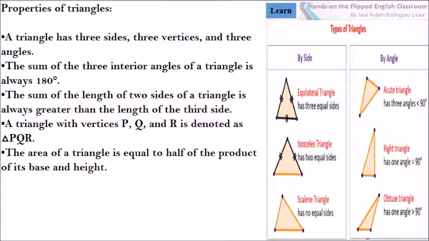Properties of triangles. A triangle has 3 sides, 3 vertices, and 3 angles. The sum of the 3 interior angles of a triangle is always 180 degrees. The sum of the length of 2 sides of a triangle is always greater than the length of the third side. A triangle with vertices P, Q, and R is denoted as PQR. The area of a triangle is equal to half of the product of its base and height.